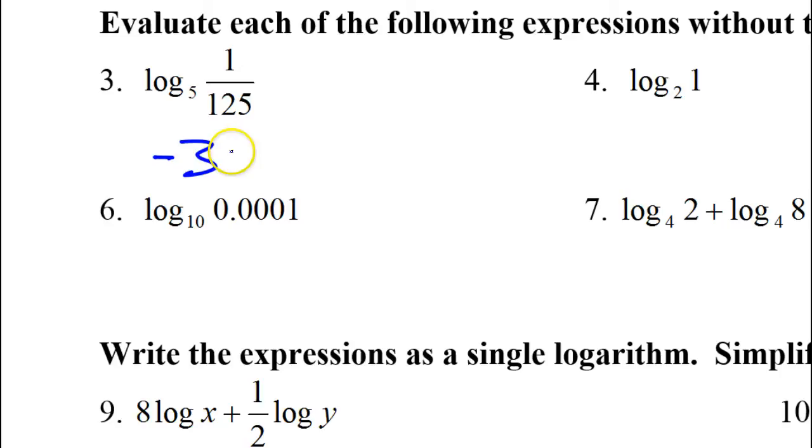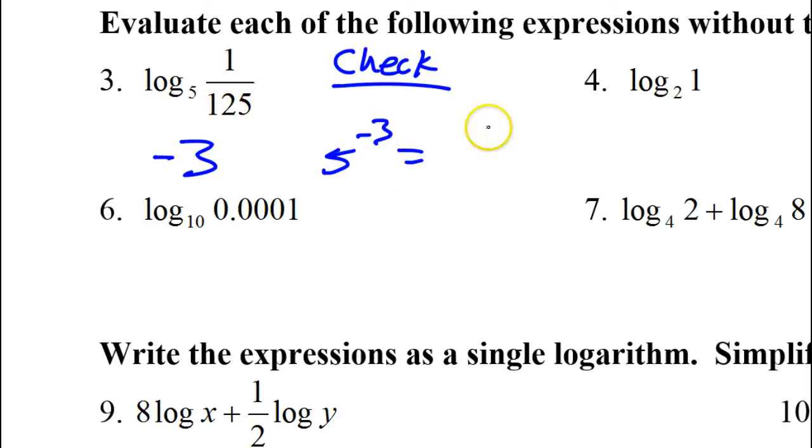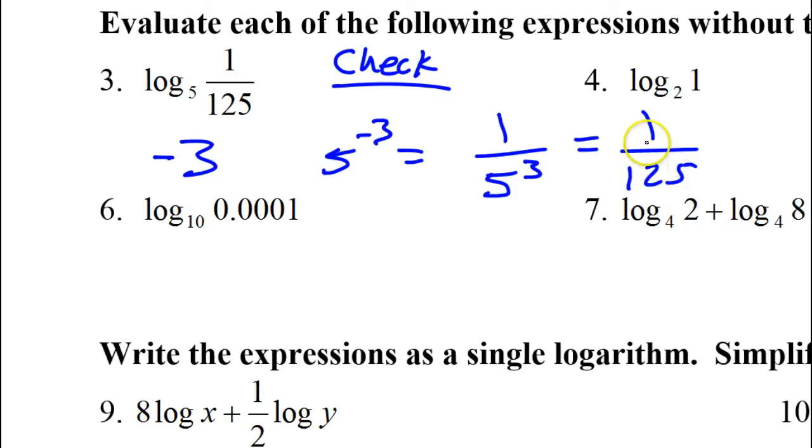Okay? Now, if you wanted to, you could check it to see why it makes sense. All right? We're claiming that 5 to the negative 3 power will give us 1 over 125. And it should, right? Because a negative exponent drops you down. So that would make 1 over 5 to the third power. And then 5 to the third power is 125. So that's 1 over 125. So it checks out. All right, anyway, let's go do number 4.